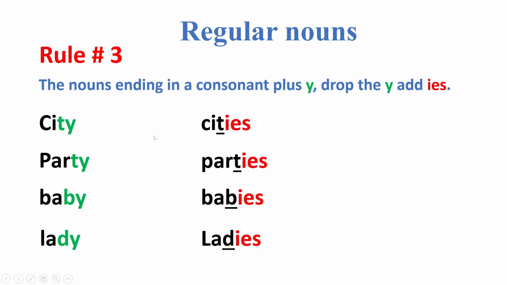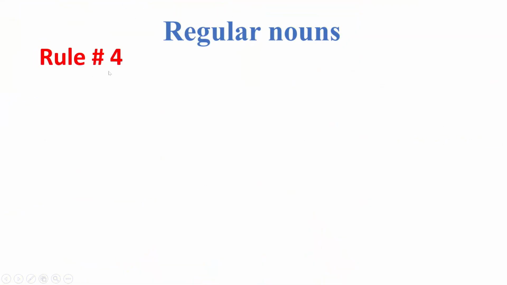But if the noun ends in y and before y there is a vowel, we just add s to make the plural form. Let's see these examples. The noun boy ends in y, but before y we have the letter o, which is a vowel. So we add only s to make it plural. The next example, keys, toys, days. All these nouns end in y, but before y there is a vowel letter. So we just add s to make the plural form. Great. Now let's continue the lesson and see rule number 4.